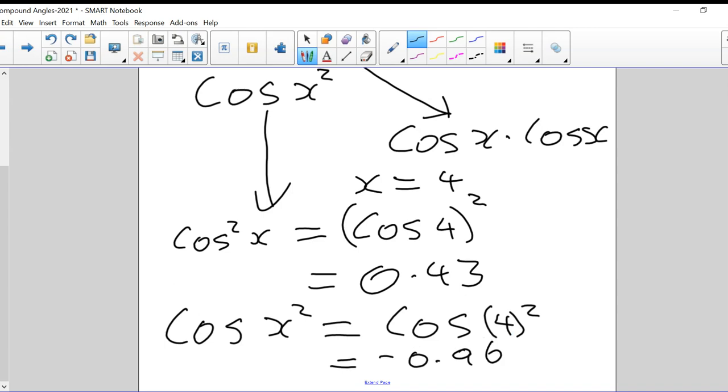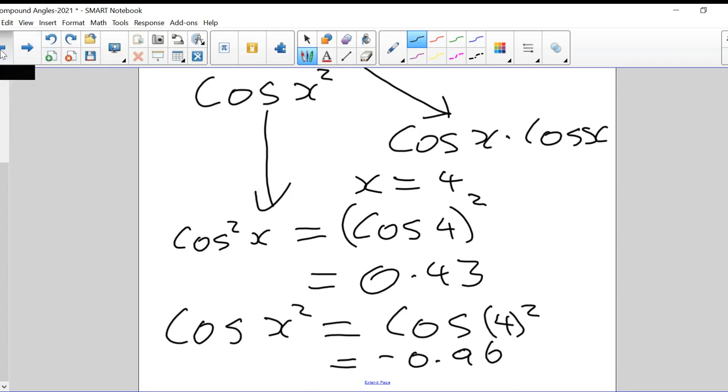Okay, so do you see the difference there now, Kristen, between the two things? In one case, you're squaring the number first and then taking the cosine. In the other case, you're taking the cosine first and then squaring your answer. Do you see that difference there, Kristen? Okay, good. And thank you very much for the question.